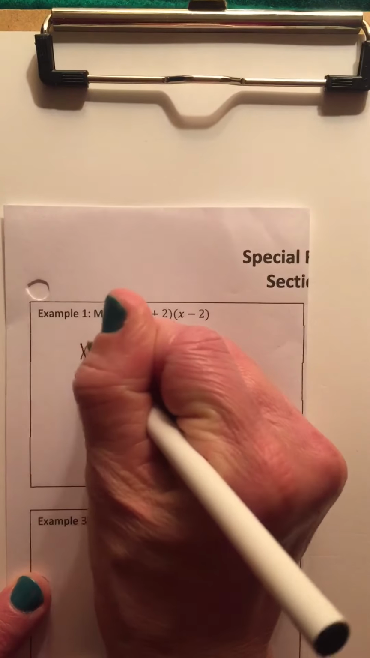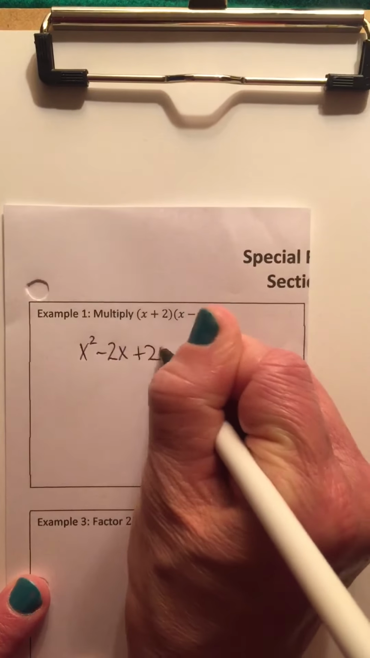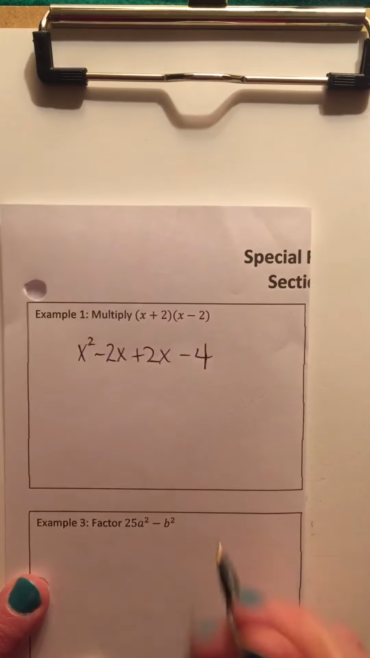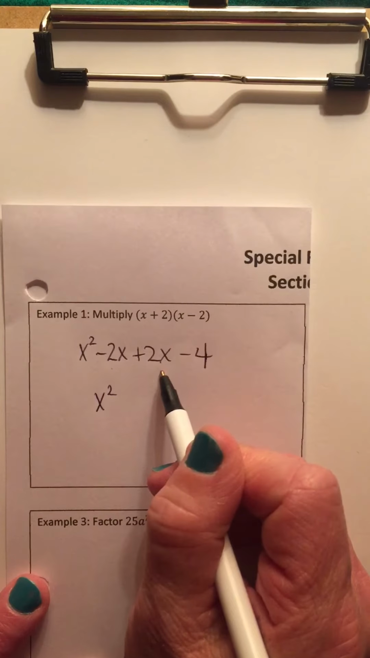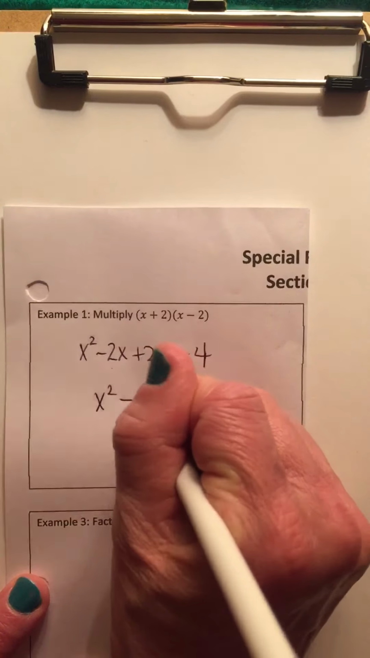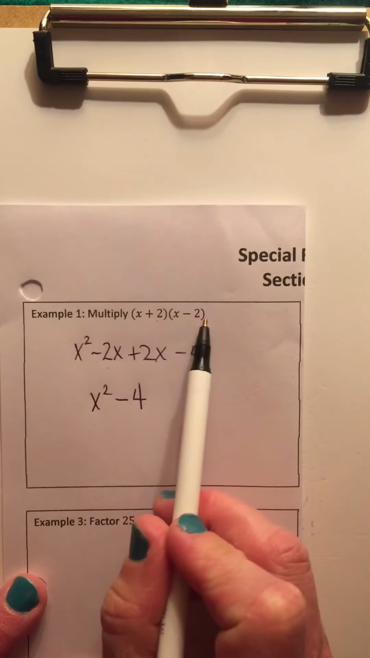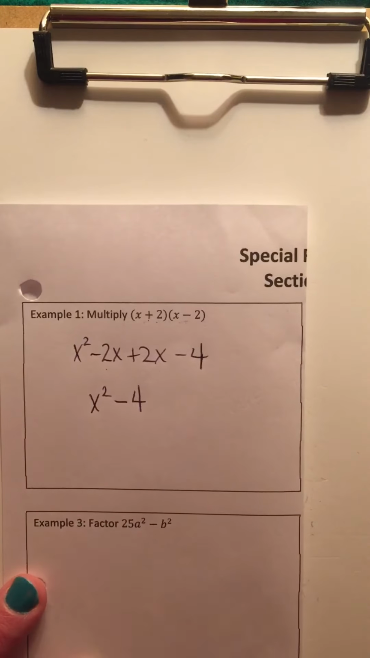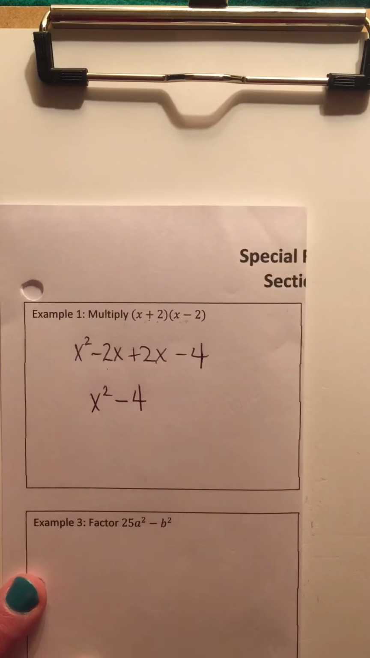We're going to have x squared minus 2x plus 2x minus 4. It's going to be x squared, negative 2x plus 2x is 0, minus 4. When we have the same number and different signs, coefficients of the x's being the same, our x term is going to equal 0.